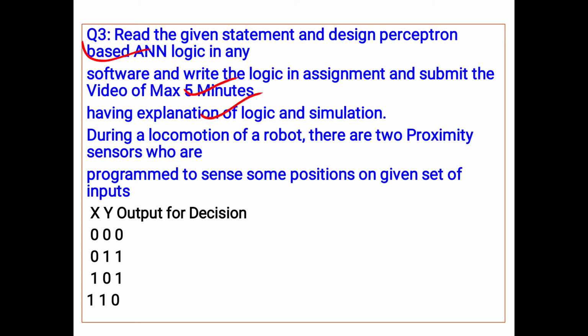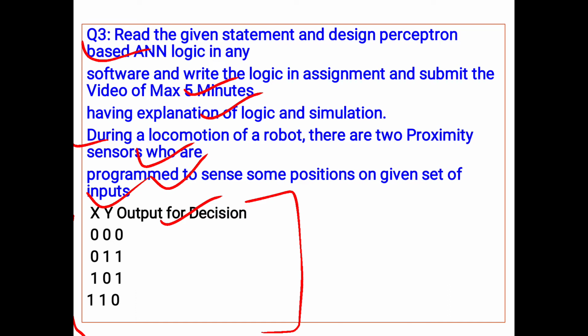The programming part is like this: during the locomotion of a robot, there are two proximity sensors which are programmed to sense some positions on the given set of inputs, and the given set of inputs are x, y. And you can see this is our table for input and output values.